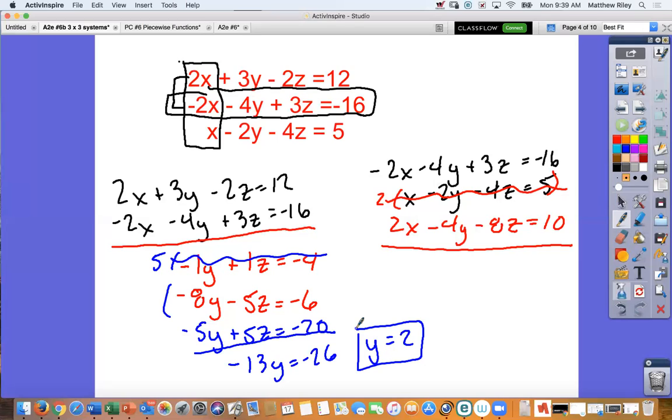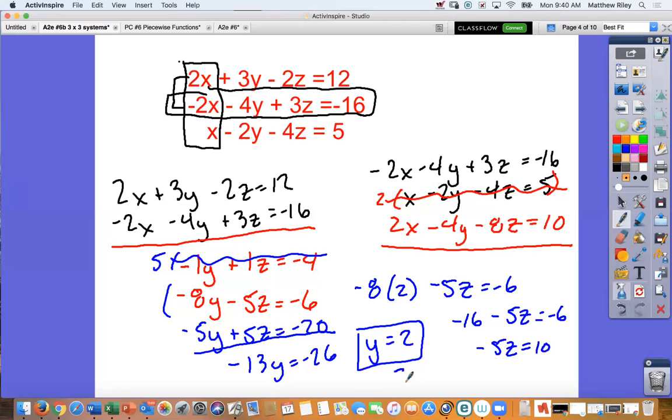So once I have a value for y, I plug it into any one of these equations that just have 2 variables. So I'll plug it into the middle one. Oh, yeah, that's right. Add 16. So z is -2. Any questions so far?